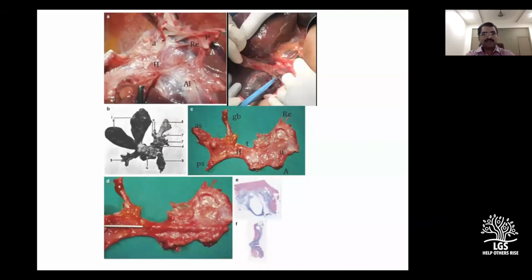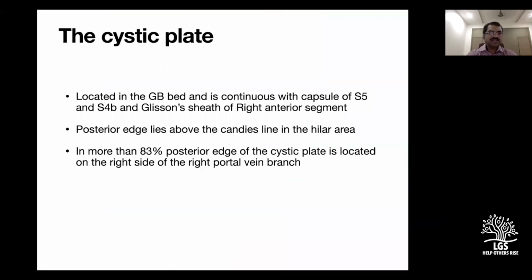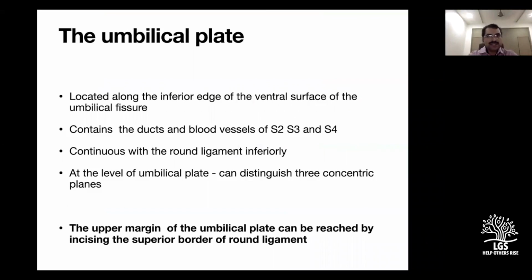So this is the hilar plate after removal of the important structures. The right picture is before removal and the left picture shows after removal, and you can see it is a tube. And you can see the sheath covering the anterior section pedicle and posterior section pedicle. The cystic plate is located at the gallbladder, and it represents the posterior edge area of the Cantlie line, which I will come to later. In more than 83%, the posterior edge of the cystic plate is located on the right side of the right portal vein branch.